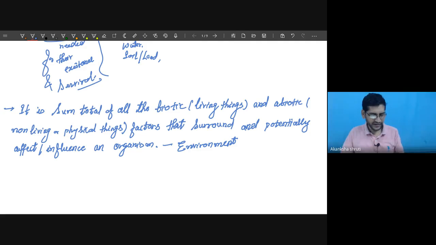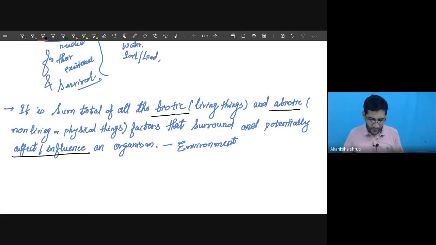So student, in this definition, the definition is very heavily loaded. You must understand sum total of all the biotic and abiotic factors. These are the two things. And these factors are interrelated. It is written as that influence an organism. Correct? So it is this one.